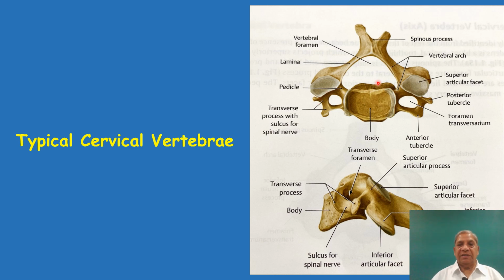Then he may ask another question, what are the tubercles of the transverse process and how many are they? You can say that there is an anterior tubercle and a posterior tubercle of the transverse process. In this way, this many questions can be there on the typical cervical vertebrae. Then questions naturally will come on the atypical cervical vertebrae.